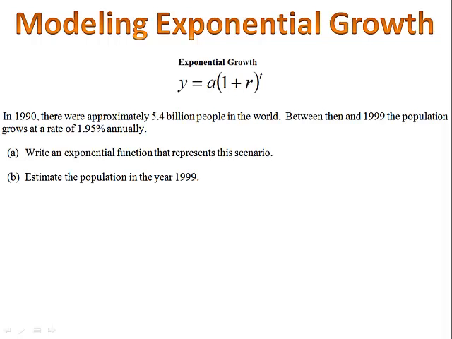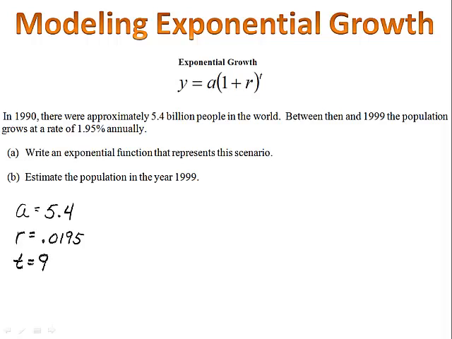Please find the values for the variables a, r, and t, pause the video, and come on back and check once you've done that. For a, we have 5.4. R, we have 0.0195. That's 1.95%. T, the amount of time, is 9, because from 1990 to 1999, there were 9 years.